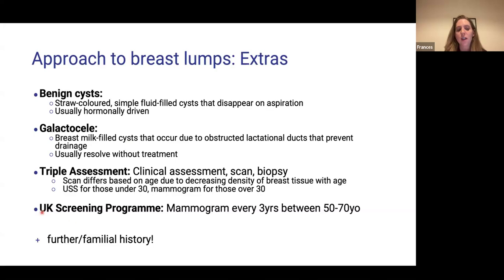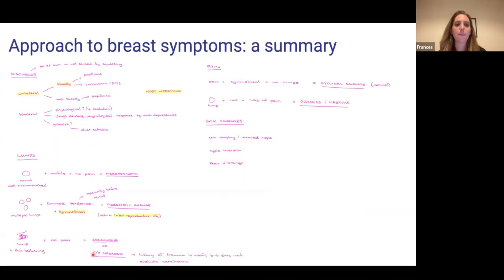And this is just to say that in the UK, we have a screening program for breast cancer, which is a mammogram every 3 years once the patient's 50 to 70 years old. And you obviously want to consider your further history and your family history as well.